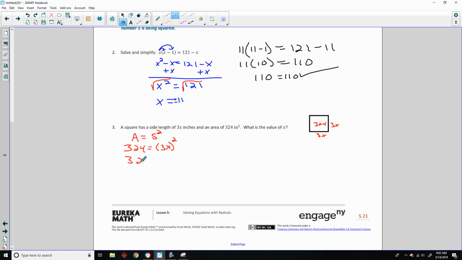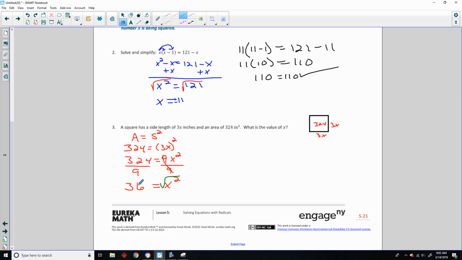So then 324 equals, remember to distribute your 2, 3 squared is 9, x squared is simply x squared. So getting rid of the parentheses by distributing the power. And then I want to get x squared by itself, so I divide by the coefficient 9. And I'm left with x squared equals, 9 divided by 9 is 1. 9 goes into 32 3 times, 27 with a remainder of 5. 9 goes into 54 6 times.